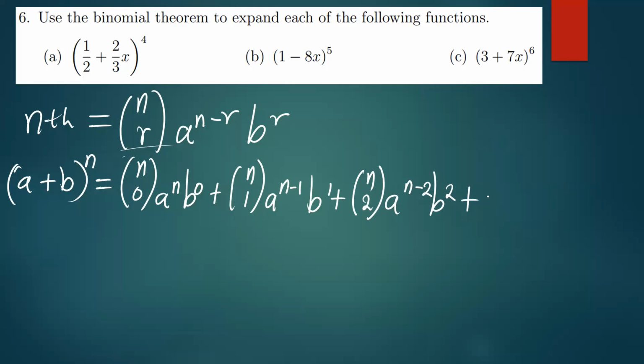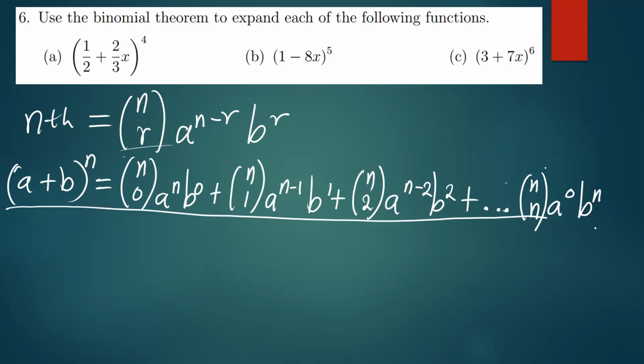Then you have the other term until you reach n choose n. Yeah, so this is going to be the last term. And then you have n minus n, which is simply going to give you 0. So n minus n will give you 0. So this is going to be a to the power 0 and then b to the power n. So this is the general formula for the binomial theorem.